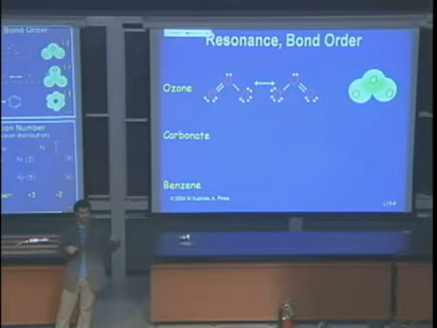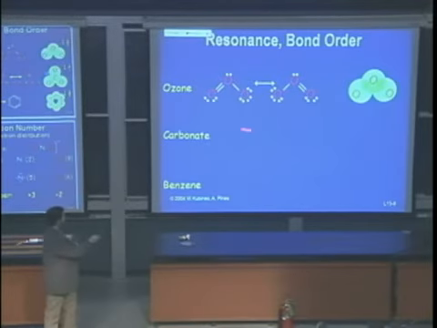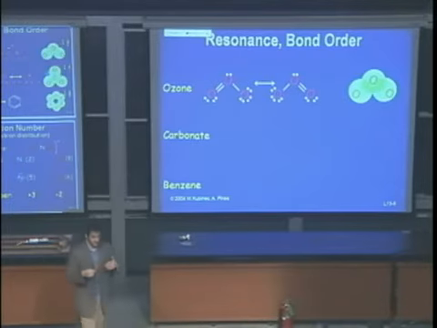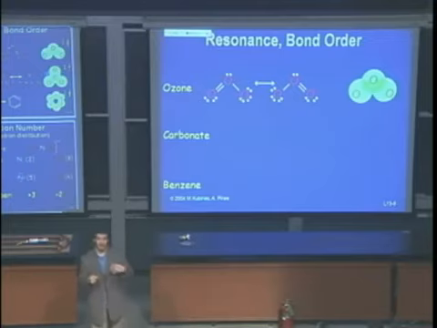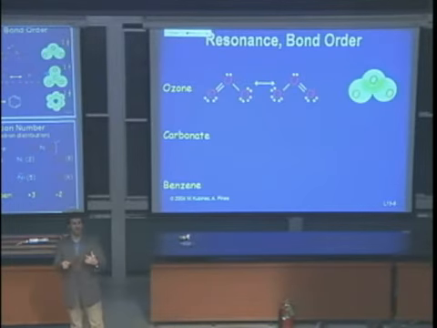Okay, each one is the same, and it comes from sort of an average of these two resonance structures. So what does that mean? Well, we want to figure out what the bond order is. Now, bond order is a measure of how strong a bond is.